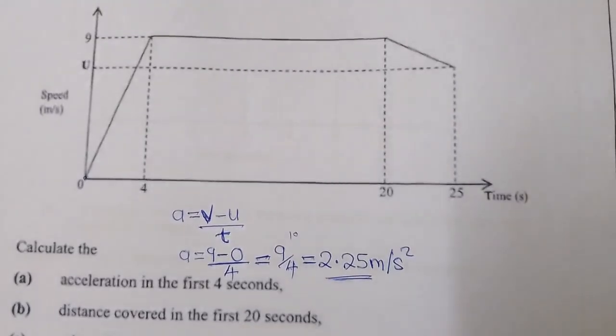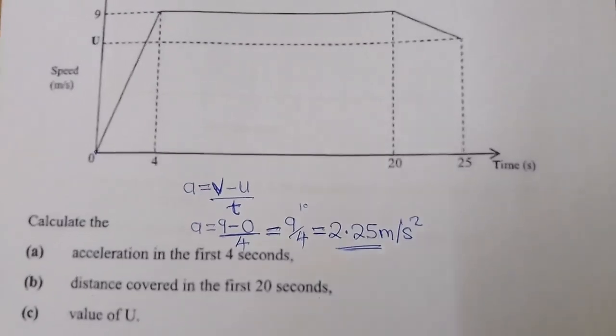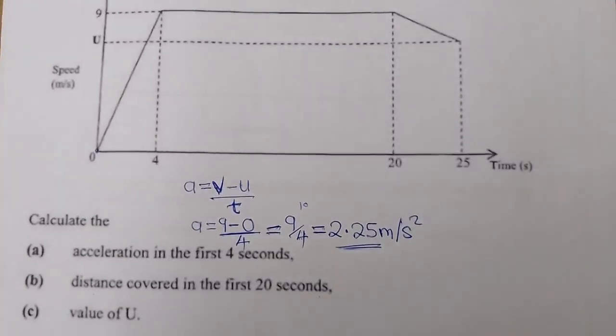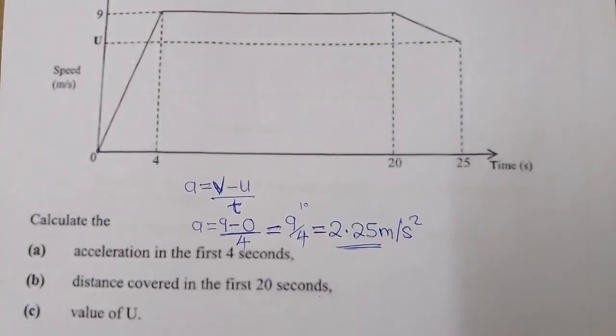This first part is always simple, like I've been telling you. It's very easy to find this one. Then we move to this part. The next part is saying distance covered in the first 20 seconds. So we want to find the distance covered in the first 20 seconds.